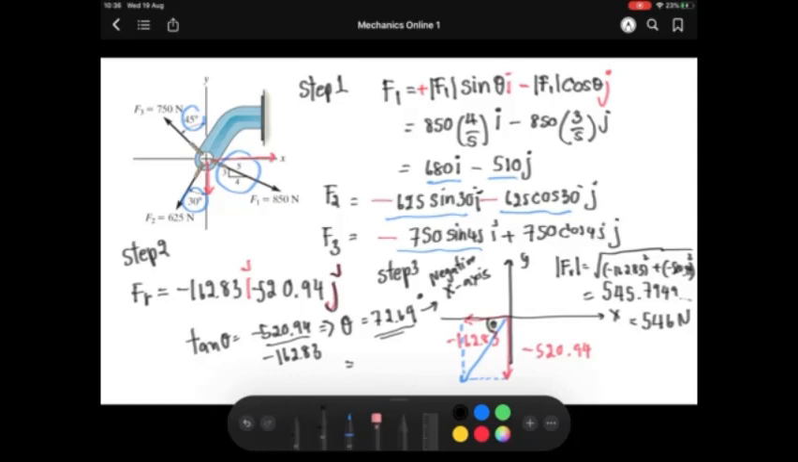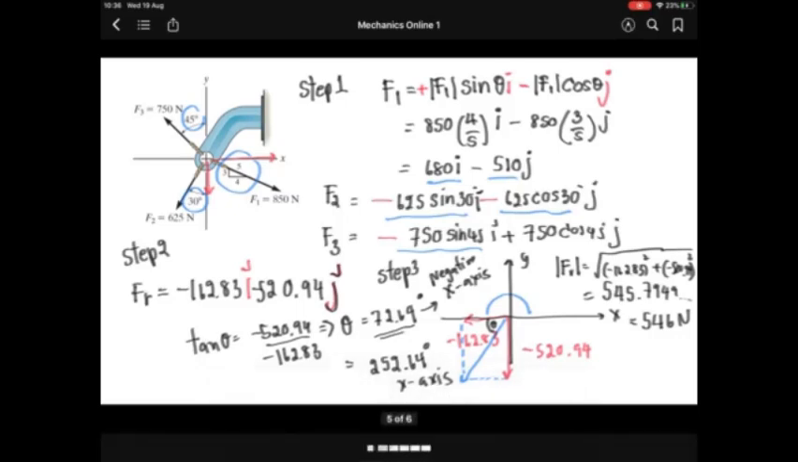Or you can add it together with these angles to answer the question in terms of the positive x-axis. So we add 180, and you will get the angle as 252.64 degrees from the x-axis. So that is all of the steps for two-dimensional vectors.